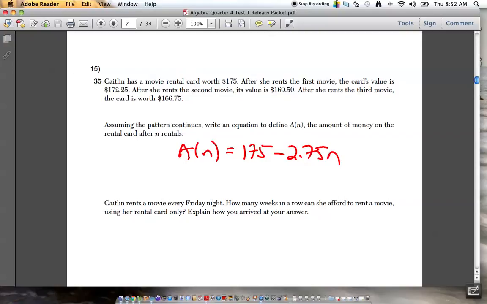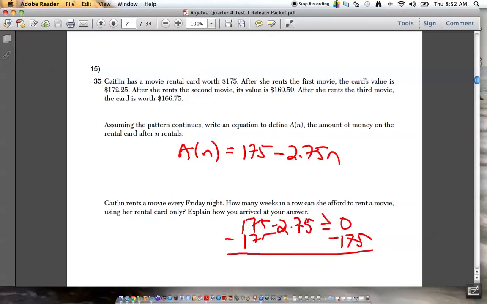Caitlin rents a movie every Friday night. How many weeks can she afford to rent the movie using her rental card only? So you can only rent until you get to 0. So 175 minus 2.75n has got to be greater than or equal to 0. Minus 175 from both sides. And I'm going to come up here because the pen seems to be writing very poorly down low. Negative 2.75n, almost forgot that, is greater than or equal to negative 175.